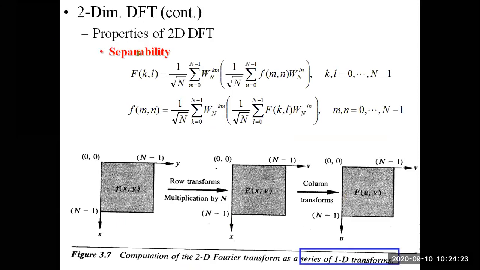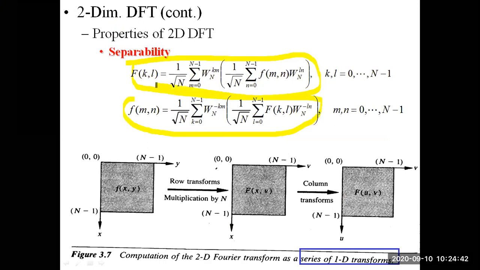Okay. Next, properties of the two-dimensional transform. Separability property. So, what is the separability property? This is the forward direction, and this is the reverse direction. Here we initially find the Fourier transform for one dimension, and after this multiply with another one. That is called separability.